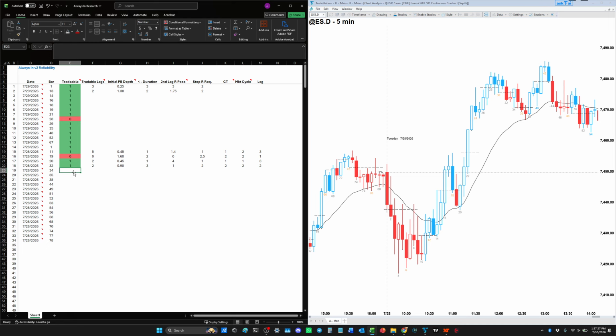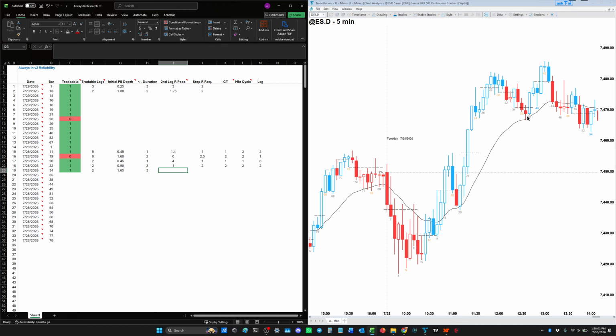We can do another one. Let's do 34. It was certainly tradable. There were 2 tradable legs afterward. The initial pullback depth, just looking at this. Oops, sorry, I keep doing that because the hotkeys are different in NinjaTrader. Here is 1 R, so 1.75, 1.7, say 1.65 to be a little conservative. It's pretty close, right? It doesn't have to be 100% accurate. Duration of that pullback was 3 bars.